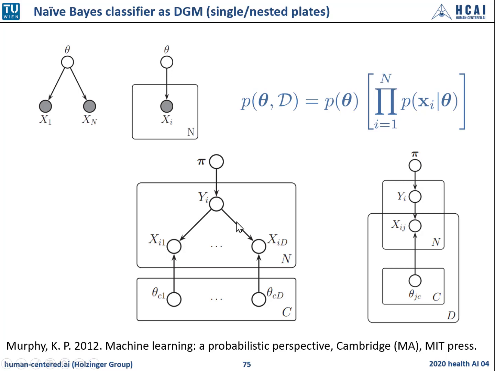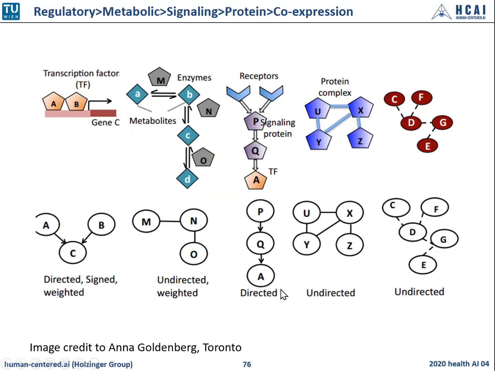Okay. So this is a naive Bayes classifier. Just so that you have an example from biology again: proteins, of course, what else? Proteins and their different graphical models. So here different protein structures, and here the different graphical models. This is really a nice slide which shows you the dependencies.